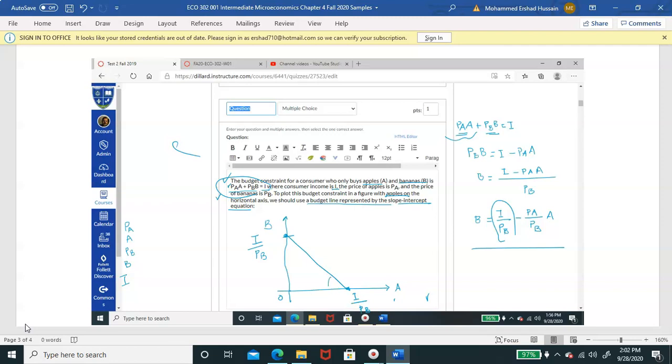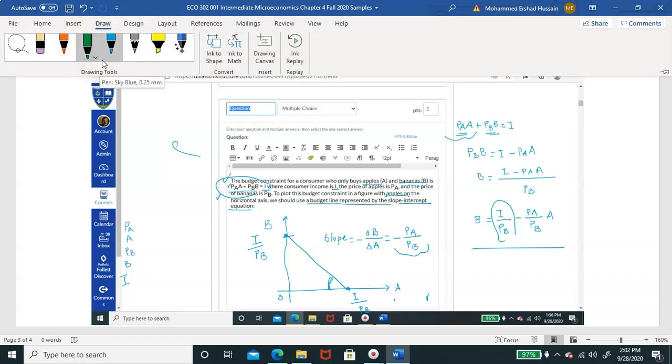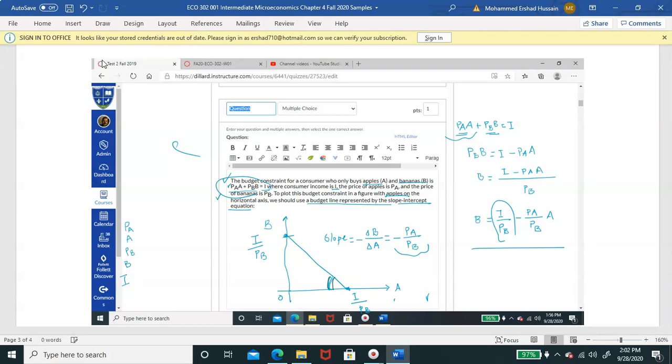And then the slope is what? We know the slope is the change in bananas on the vertical axis divided by the change in apples on the horizontal axis, and the slope is minus the ratio of the price of apples divided by the price of bananas. Whenever we are dealing with a budget line, the slope is always given by the negative of the ratio of prices, with the price of whatever we have on the horizontal axis in the numerator. Now we have apples, right?